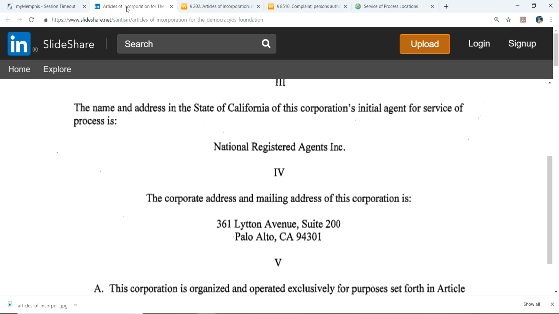They're not part of the corporation, so the one edit I would make to this is they need to add the service of process address for National Registered Agents Inc., since it is a separate corporation, in this articles of incorporation.